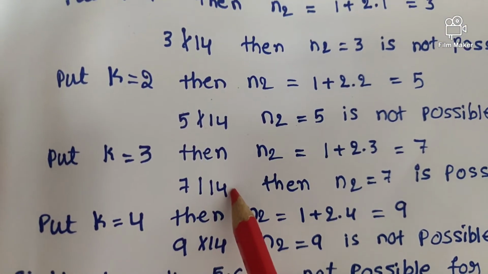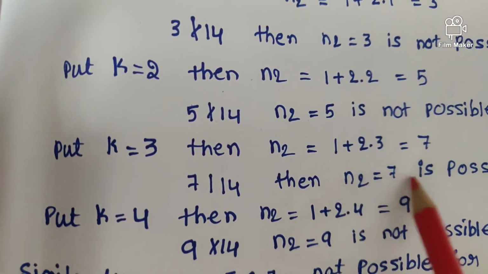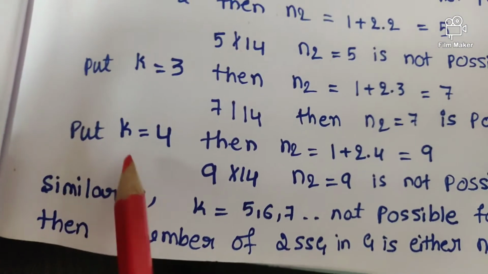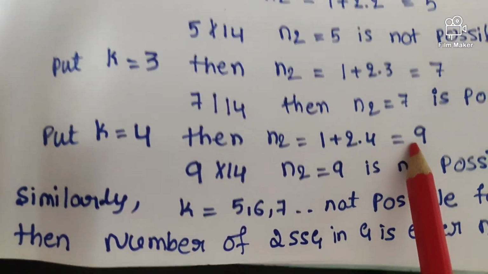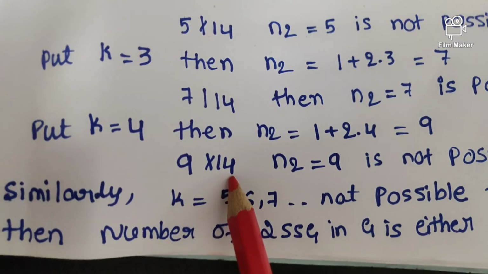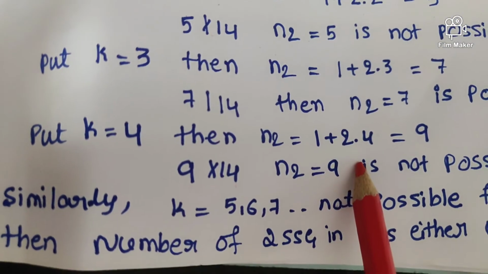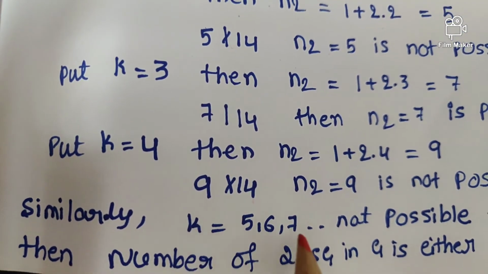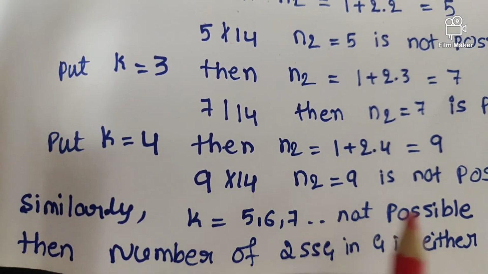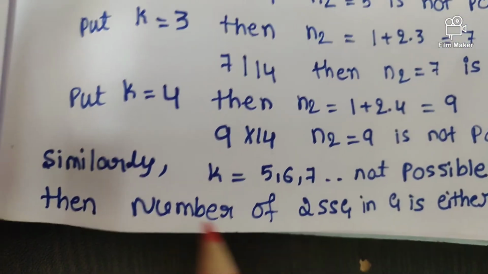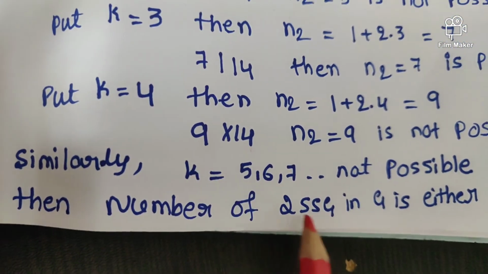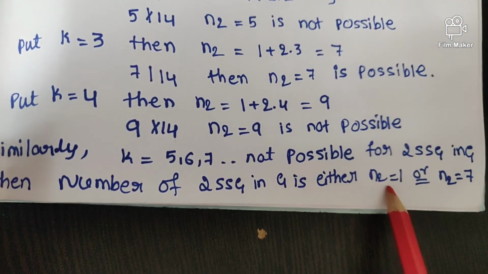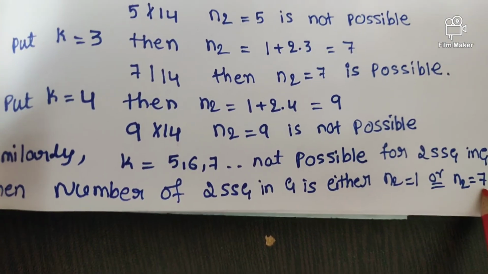Of course, 7 divides 14. Then n2 is equal to 7, which is possible. If you put k equal to 4, then you will get your n2 as 9, but 9 doesn't divide 14. Therefore n2 equal to 9 is not possible. So check for 5, 6, 7 and so on; all those cases are not possible. Therefore, the number of 2 Sylow subgroups in G is either n2 equal to 1 or n2 equal to 7.